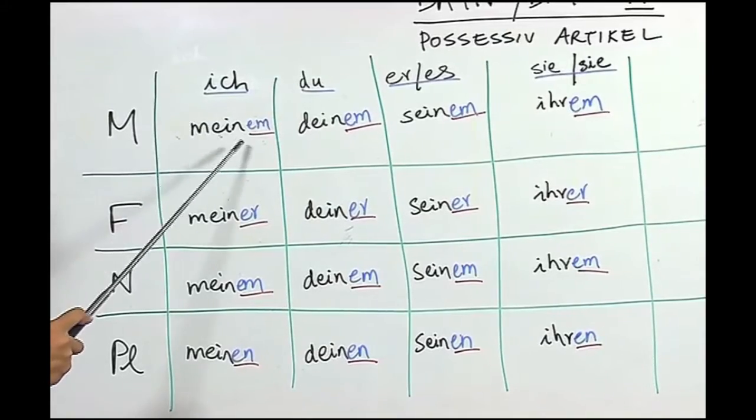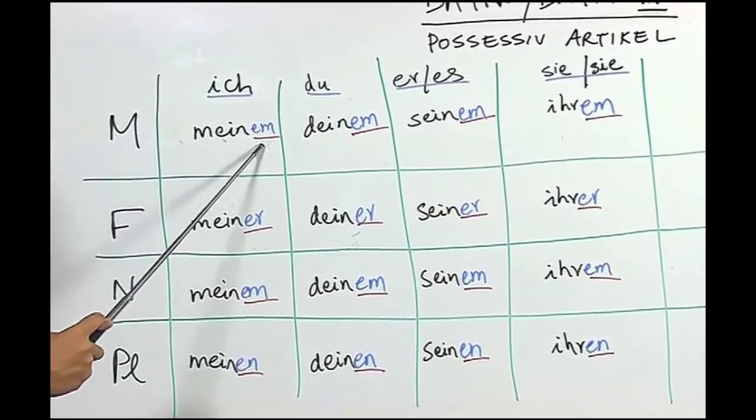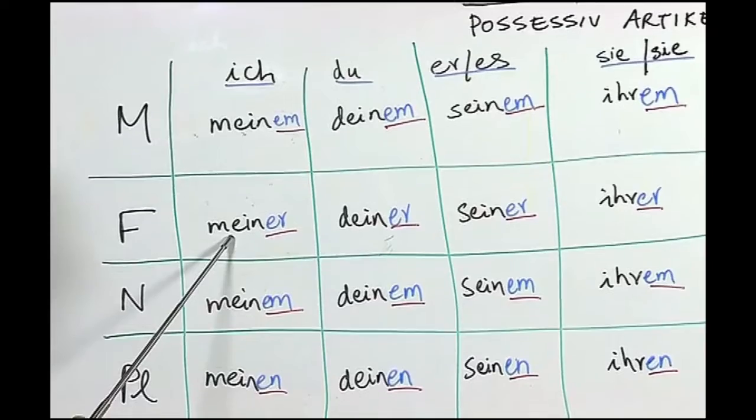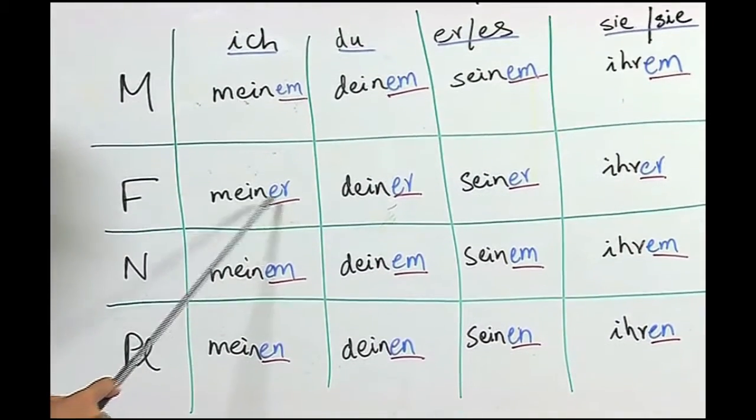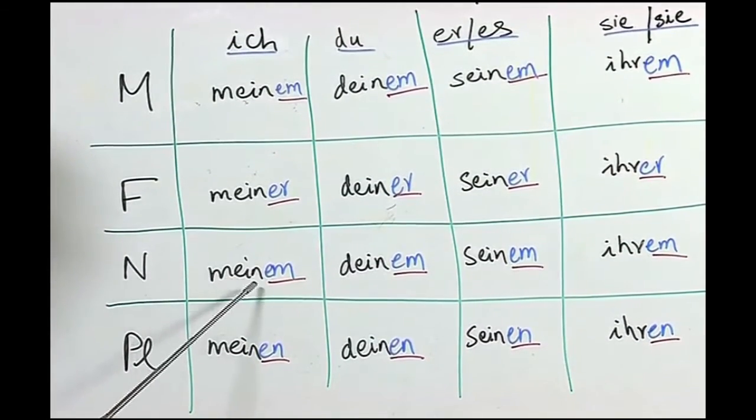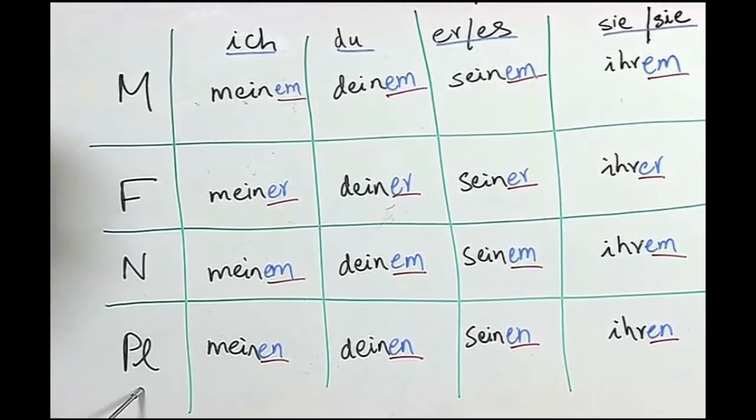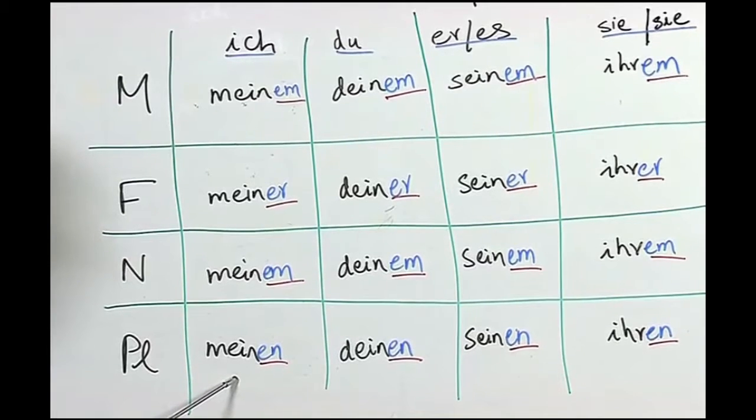For masculine we have the possessive article meinem, for feminine we have the possessive article meiner, for neutral we have the possessive article meinem, and for plural we have the possessive article meinen.